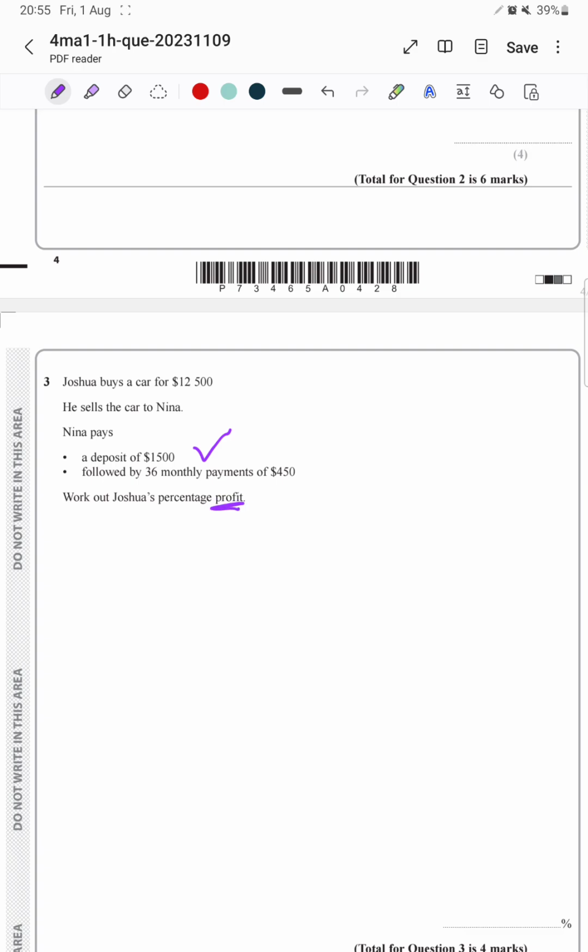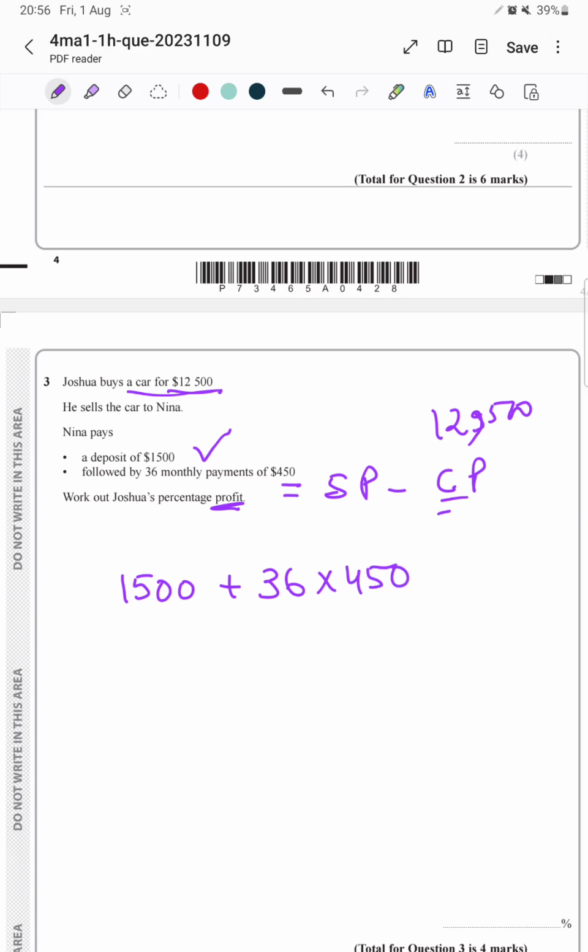First of all, we get profit when the selling price is more than the cost price. So the cost price is given as 12,500 and the selling price is 1,500 deposit plus 36 installments of 450 each. So this is 1,500 plus 16,200. So total will be $17,700. So obviously the selling price is more.